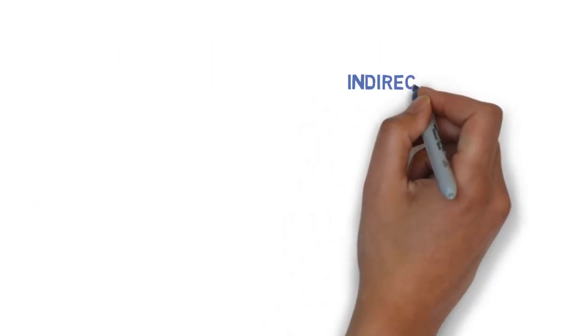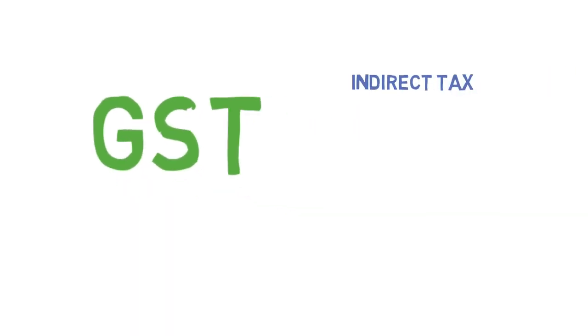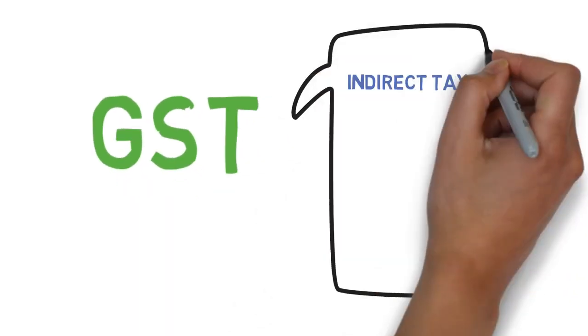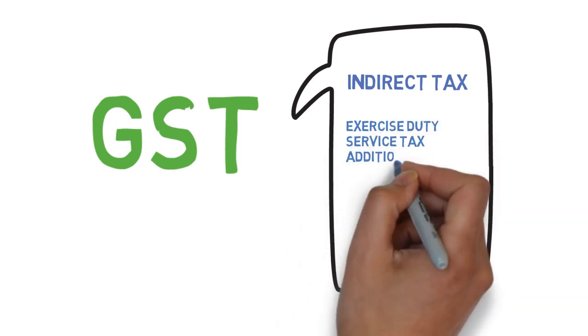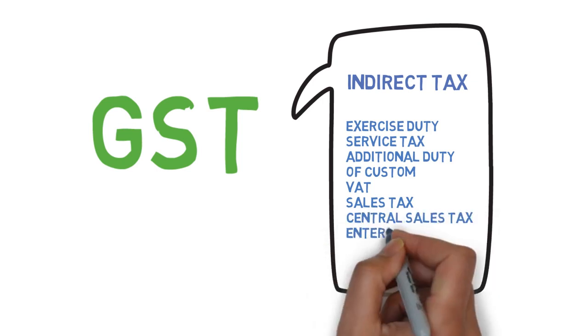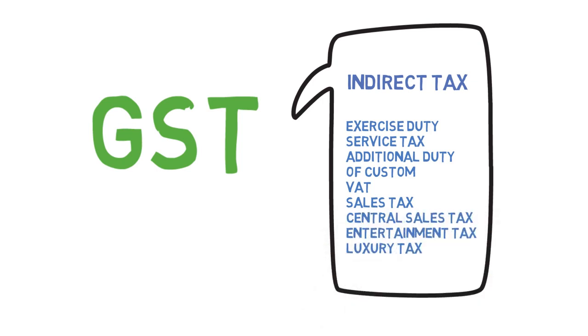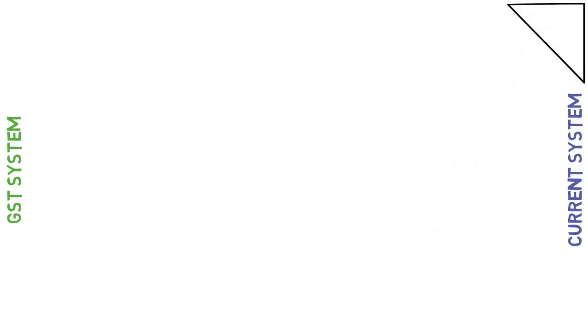Here, the point of interest is indirect taxes, because GST will replace all indirect taxes, which includes excise duty, service tax, additional duty of custom, VAT, sales tax, central sales tax, entertainment tax, luxury tax, etc. So the question is, how GST is different from the current taxation system in India? I'll explain this with a simple example.